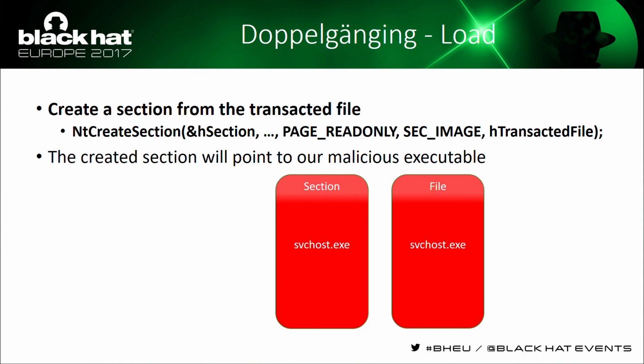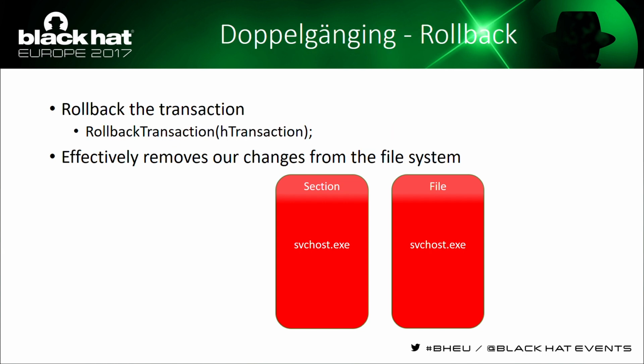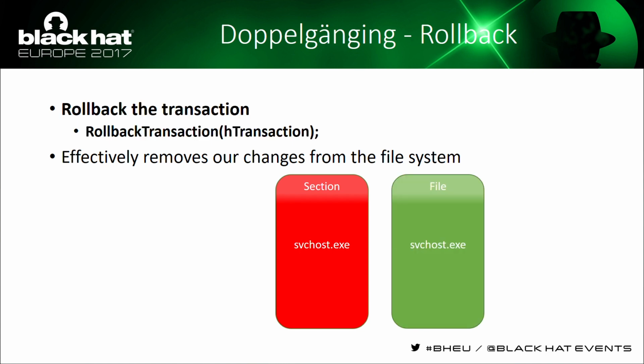At this point, we can move on to the third step, which is rollback. Now, rollback simply undoes the changes that we made to the file. Before, when we talked about NTFS transactions, we described the transaction ending in two ways. Either the transaction succeeds, and so you commit the transaction, or it fails and you roll back the transaction. In our case, we roll back regardless because we would like to undo the changes we made to the file system. So once we do that, we now have a clean file object again, but the section still has the malicious code that we wrote to the file originally.